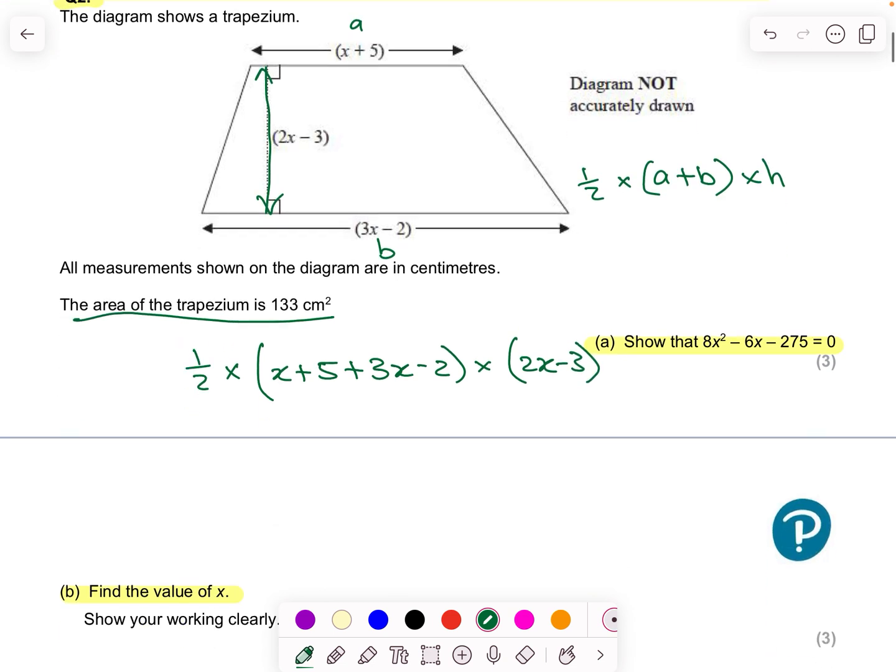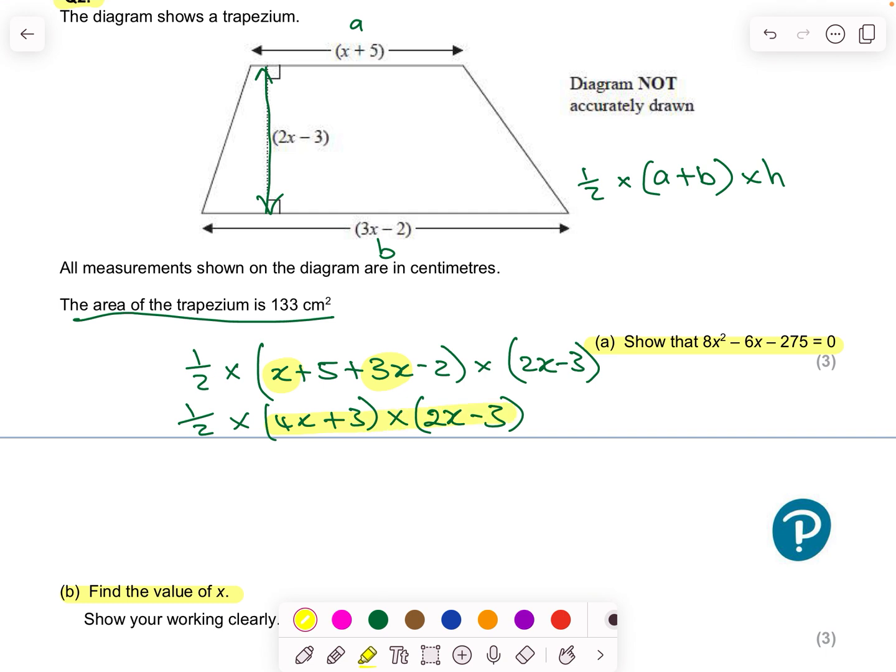All right, lots of tidying up to do here. So a half times, and let's tidy this up. So here we've got x plus 3x is 4x, and then 5 take away 2 is 3, times by 2x minus 3. Okay, I think I'm going to do the multiplication between the two brackets next.